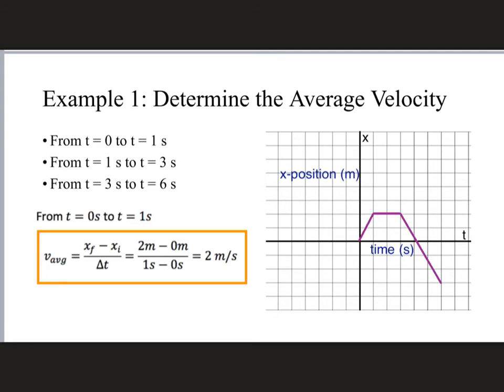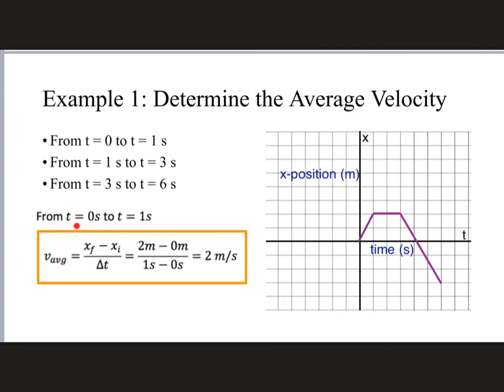And so we just simply want to calculate the average velocities over those three segments when the line is straight and has a constant slope. So from t equals 0 to 1, from t equals 1 to 3, and then from t equals 3 to 6, we want to figure out what's the average velocity in each of those times. And of course, that's just going to be the slope of the line, the rise over the run, or the change in position divided by the change in time.